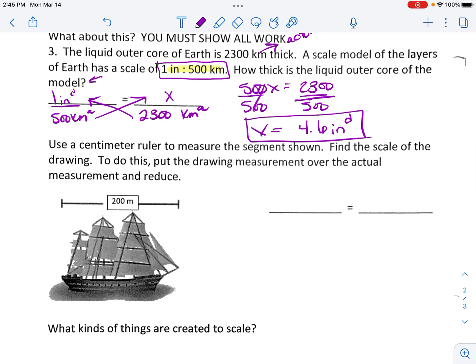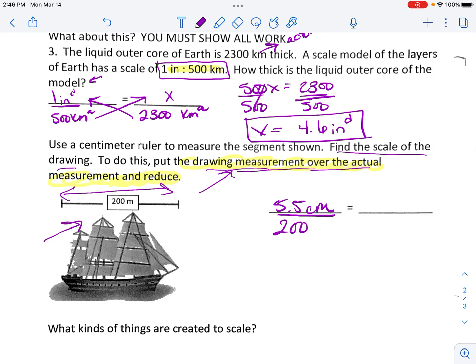This next one, use a centimeter ruler to measure the segment shown below. Find the scale of the drawing. This one's a little bit different. When they want you to find the scale, we're going to put the drawing measurement over the actual measurement. I'm going to highlight that. Put the drawing measurement over the actual measurement and then reduce. If we did this in class and we measured, it is 5.5 centimeters. Actual is 200 meters.